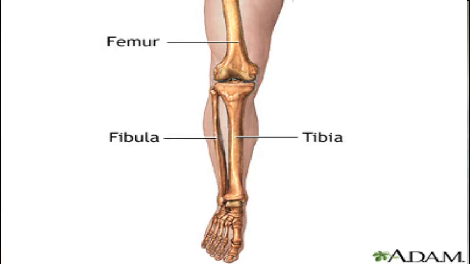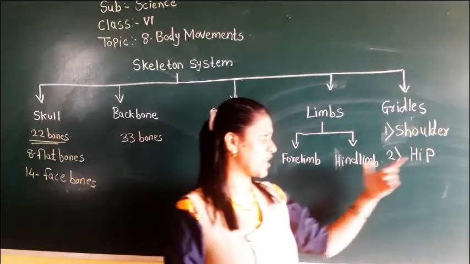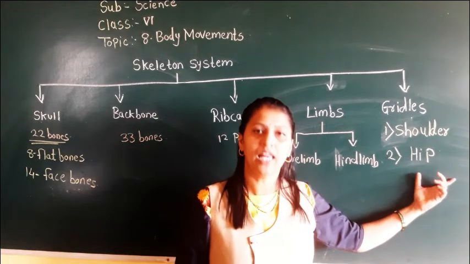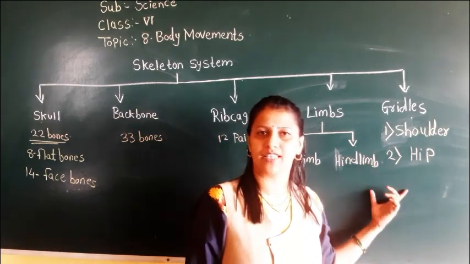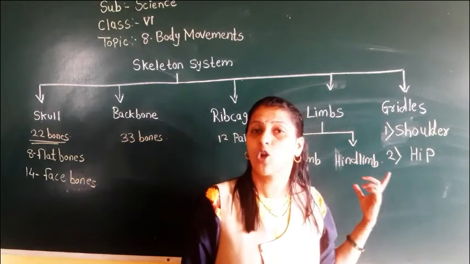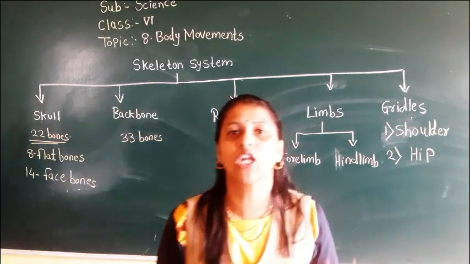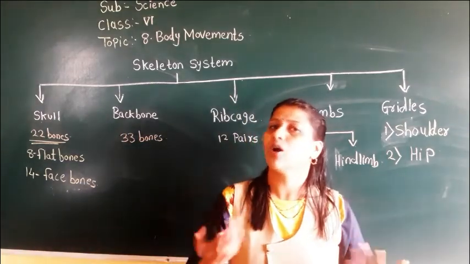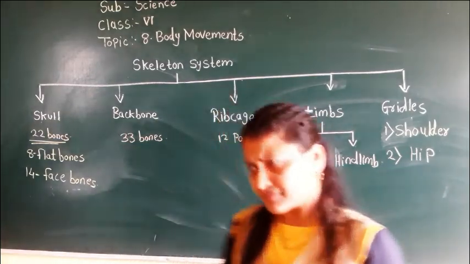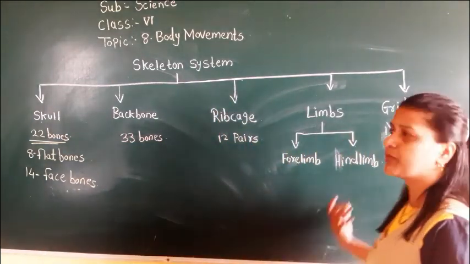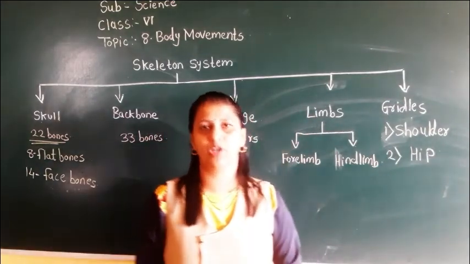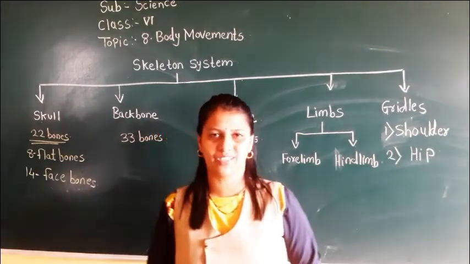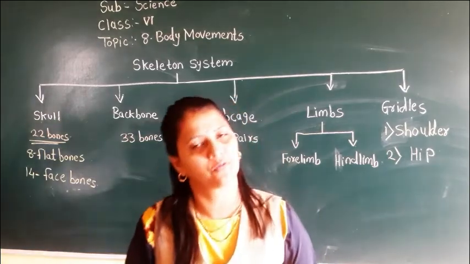So this was about the hind limb. Hind limbs are joined to the hip girdle, and they consist of one long bone, that is called the femur, which is the longest bone in our body. Then below that femur there are the two bones, that is tibia and fibula.